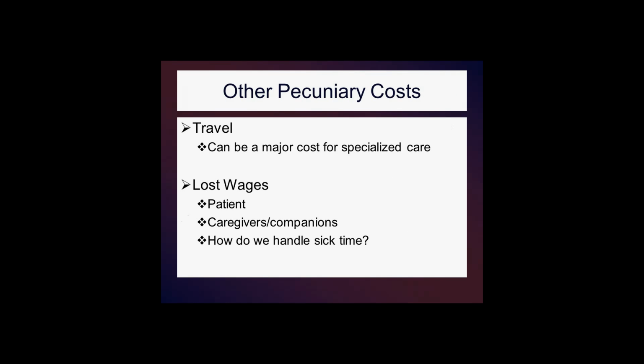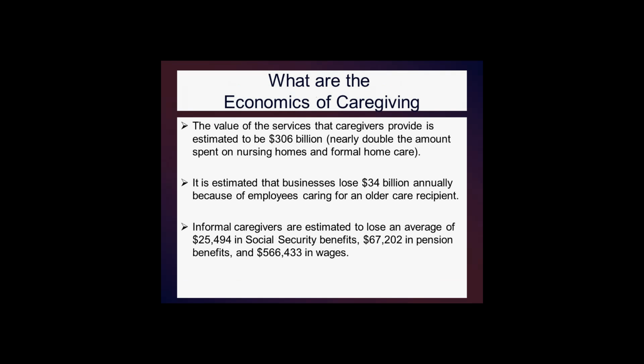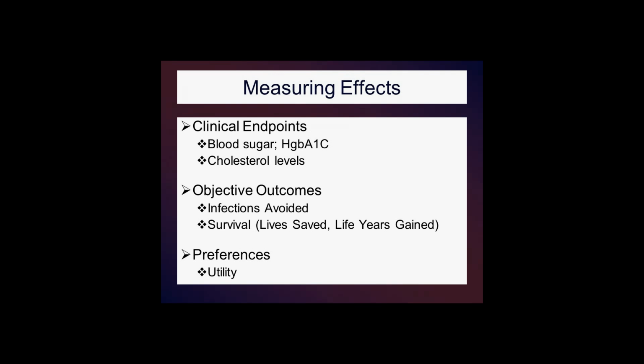And collecting data on that. Other pecuniary costs, let's see. I want to kind of get through this. So I've sort of said what I have. Economics of caregiving. Okay, now I want to get to measuring effectiveness again.